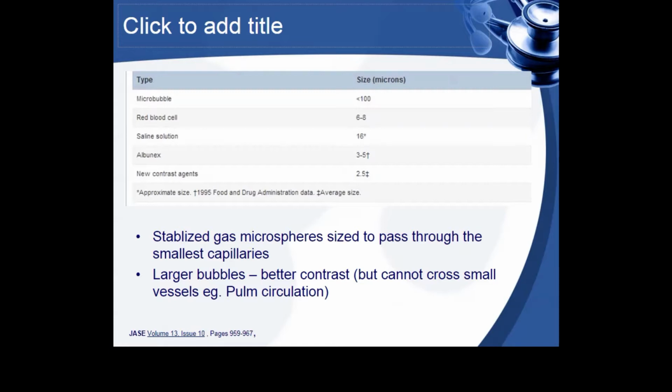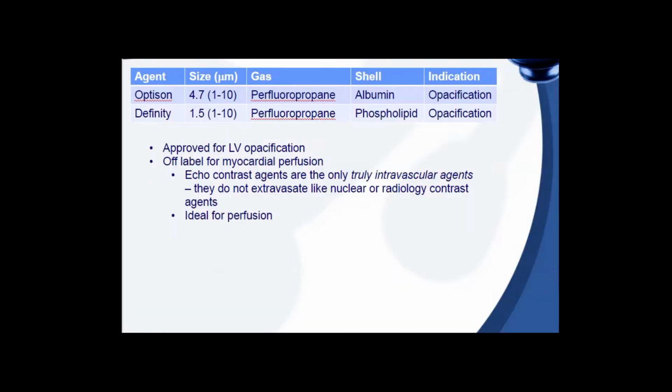So in terms of the two LV opacifying agents that we use, Optison, which we don't use as much, is a little bit bigger, runs about 4.7 microns, and Definity is 1.5 microns, so this is the one that we use the most. And for you fellows, just remember that both Optison and Definity have a gaseous interior with the PFC, which in this case is perfluoropropane, and the shell is different. For Optison it is albumin, and for Definity it is a phospholipid. So both are indicated for LV opacification.